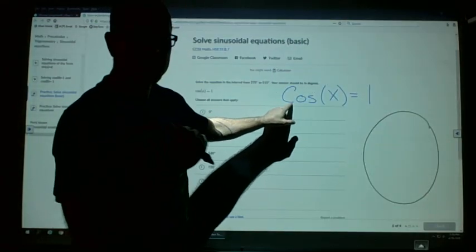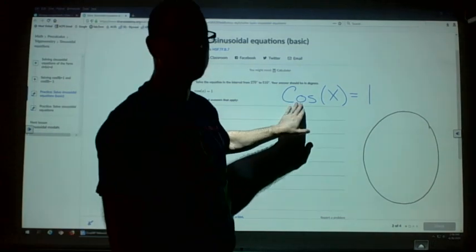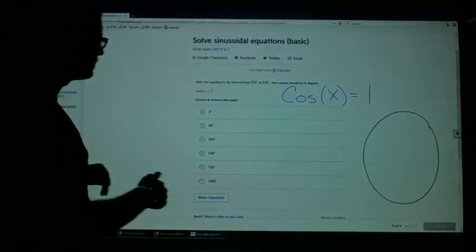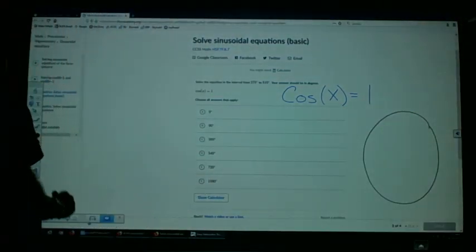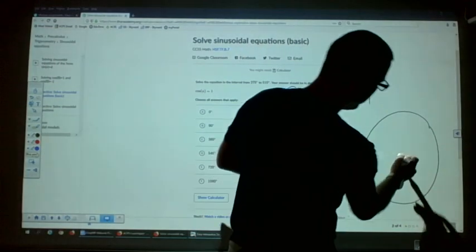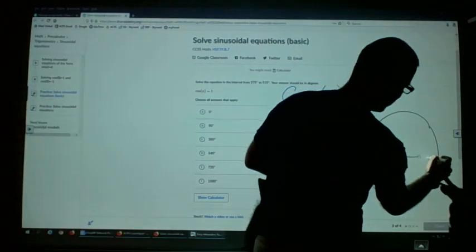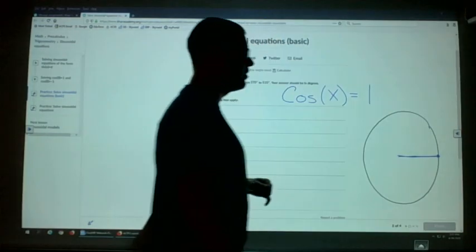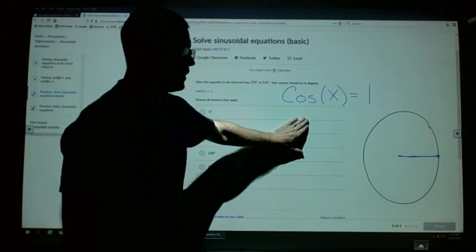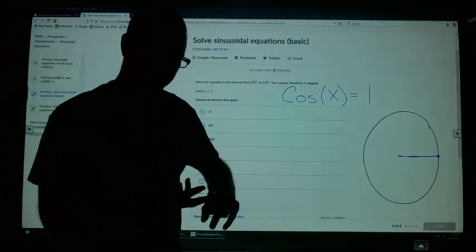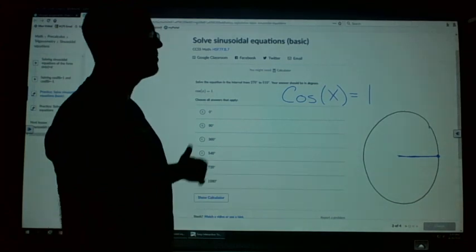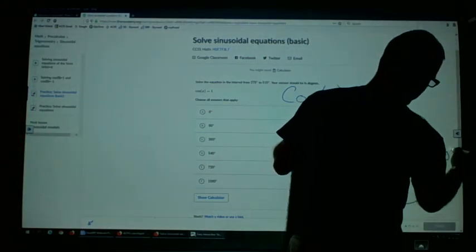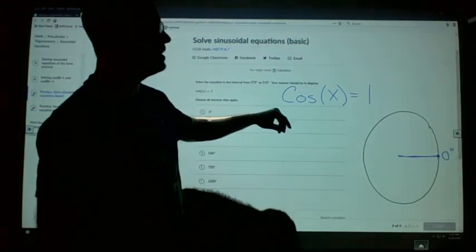Cosine is the horizontal part of the angle. So the horizontal part of angle x is 1. The horizontal leg of that angle is 1, which is the entire radius of the unit circle. That one we know. That's on the unit circle. That's one of those angles: 0, pi over 6, pi over 4, pi over 3, pi over 2, 5 pi over 3, all of those wonderful angles. That is 0 degrees. So I don't have to do the inverse cosine for this one.